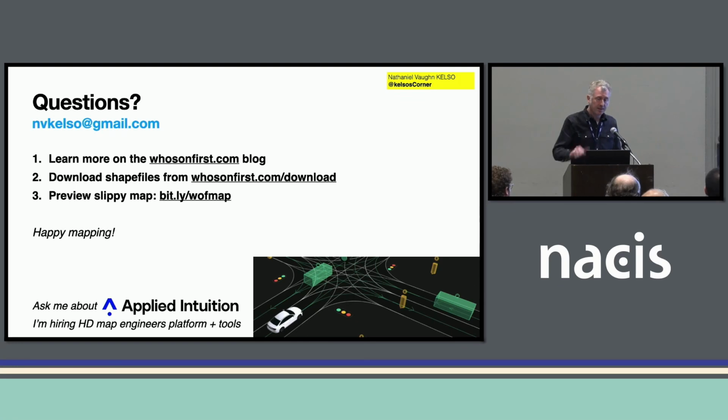So you can learn more about this project on the Who's On First blog. You can download the shapefiles today and preview the slippy map of these map labels, the new places vector layer, at that bit.ly link.